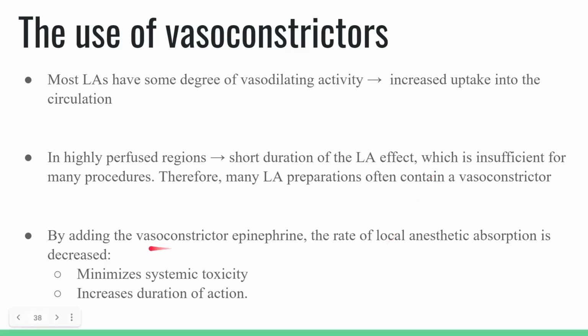So by adding the vasoconstrictor epinephrine, and we know epinephrine is the endogenous adrenergic agonist, it's a very, very powerful vasoconstrictor. By adding it, the rate of local anesthetic absorption is decreased, meaning that less and less of the drug is getting absorbed into the circulation every minute. So this minimizes systemic toxicity and it increases duration of action, something we've already touched on. So it's very good, right?